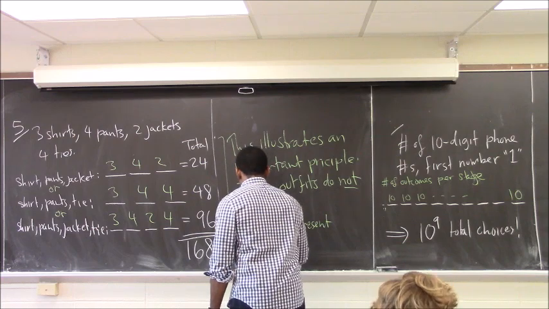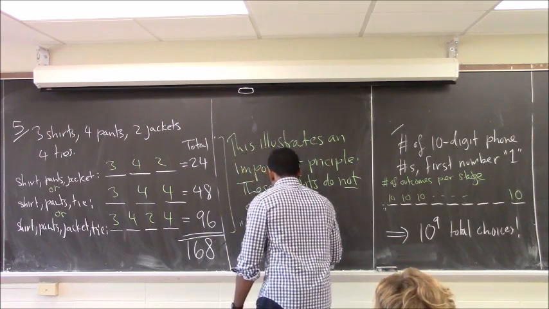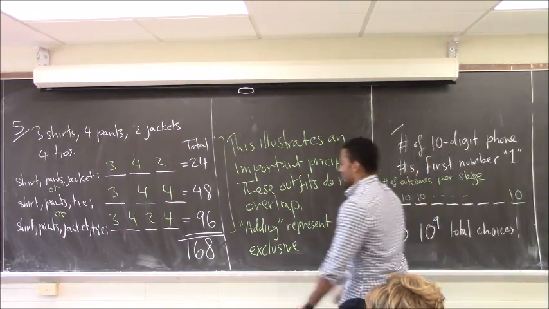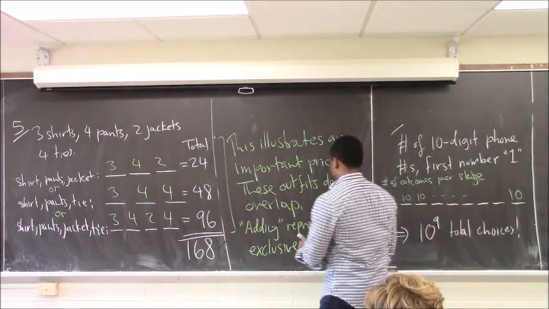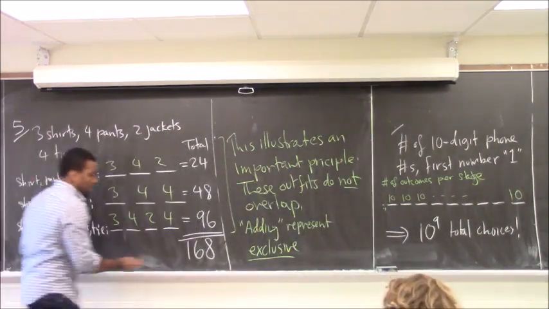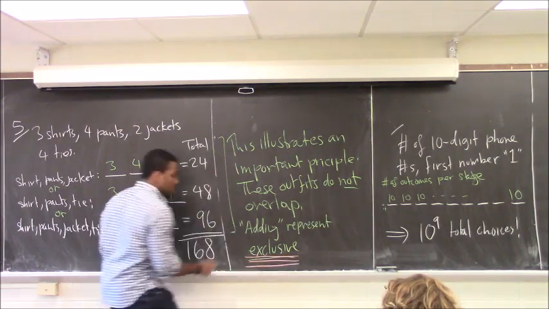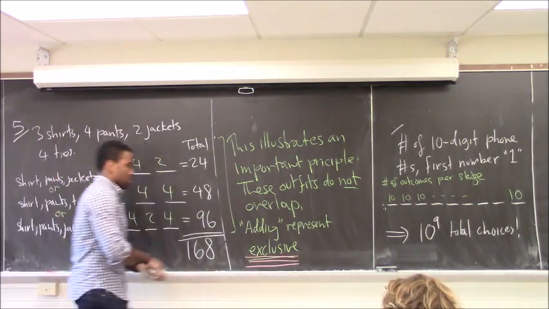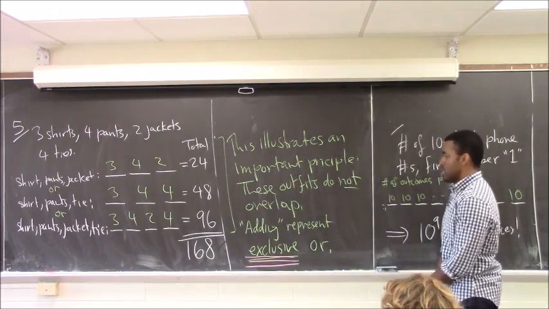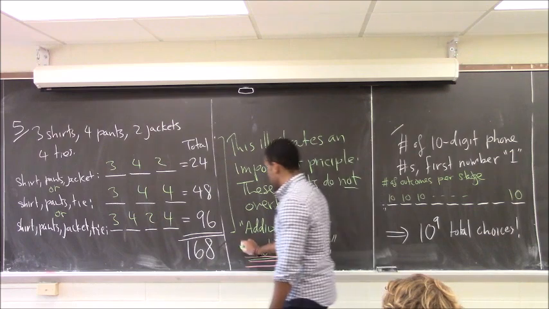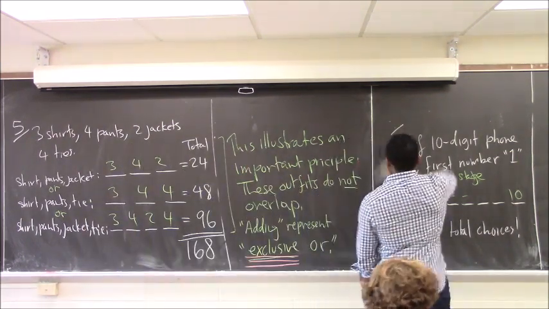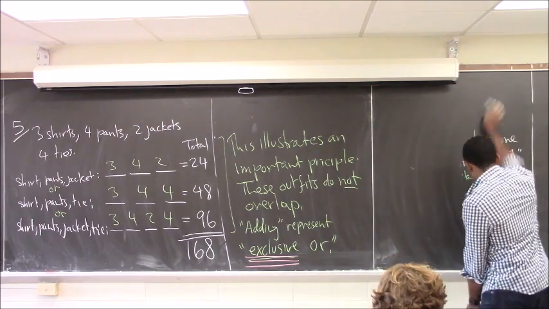Adding would represent the exclusive or. So you want to add when you're trying to figure out or, but there's no overlap. If there's or with overlap, that's different. So let me emphasize that. Adding helps you count the exclusive or. If this or that or that can happen, none of these will ever overlap, so I can figure out the total number of possibilities by just adding up all those individual possibilities separated by the or.